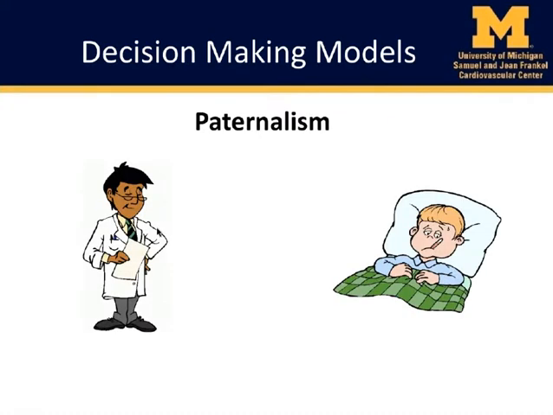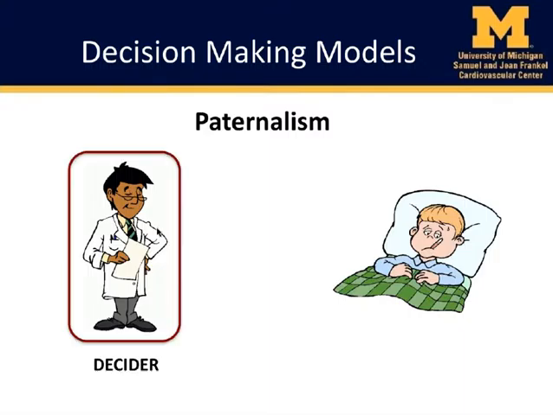So when we think about shared decision-making, we have to understand what are the different types of decision-making that doctors and patients are often engaged in. And the first is sort of the very old school paternalistic doctor knows best situation. And this is where the doctor is basically the ultimate decider. Doesn't need any information from the patient, just makes a decision, tells the patient what to do.